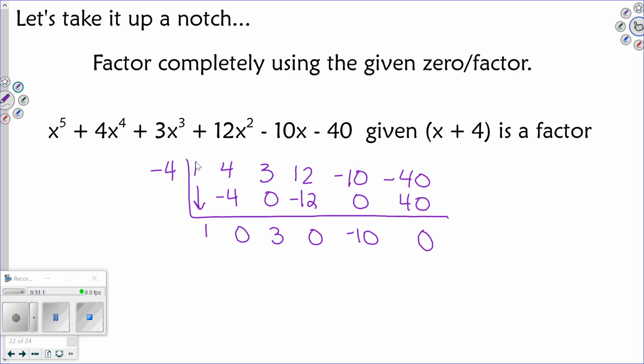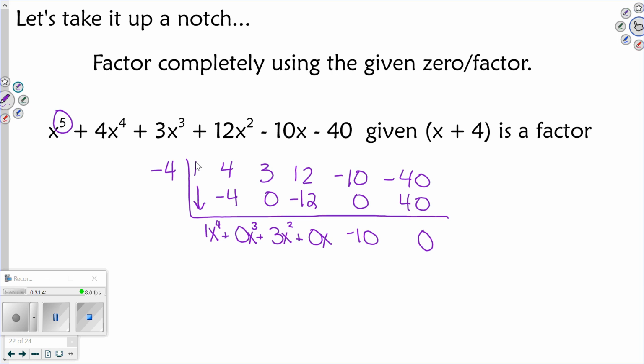So nobody panic when you get to a point. Once I do my synthetic division, you should have a lot of zeros show up in there. Let's go ahead and put our x's back in. So this one was x to the 5th, so this will be x to the 4th plus 0x cubed plus 3x squared plus 0x minus 10, no remainder.